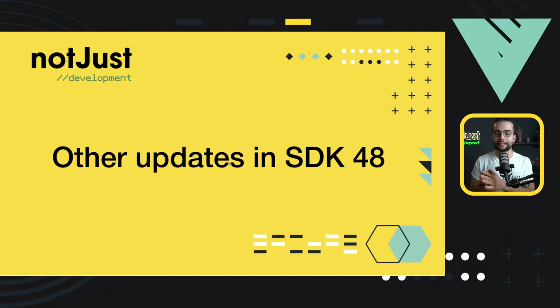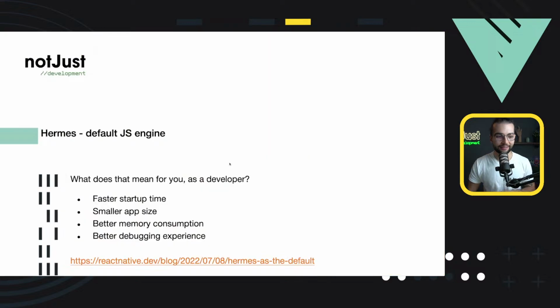So the other important updates in Expo SDK 48, in no order of importance, are, first of all, Hermes became the default JavaScript engine for Expo applications, and now it is enabled by default instead of JSC, the JavaScript Core. And what does that mean for you as a developer? That basically means that your application will load much faster. It will have a smaller application size. It will have better memory consumption, and it will have a better debugging experience.